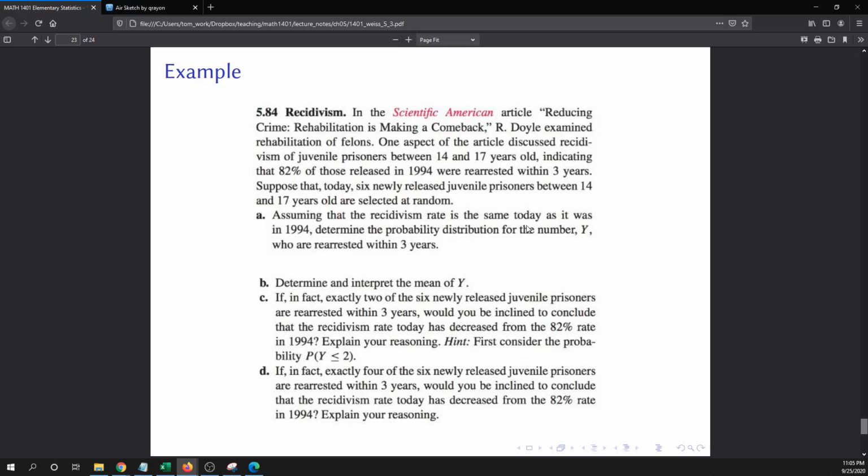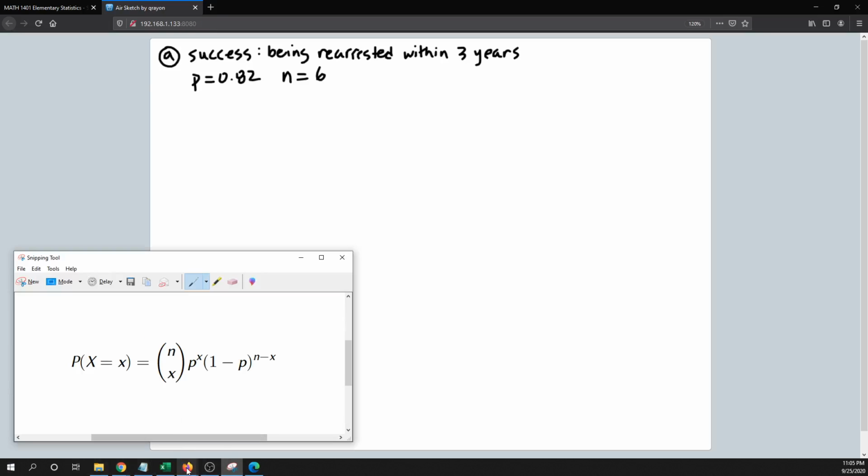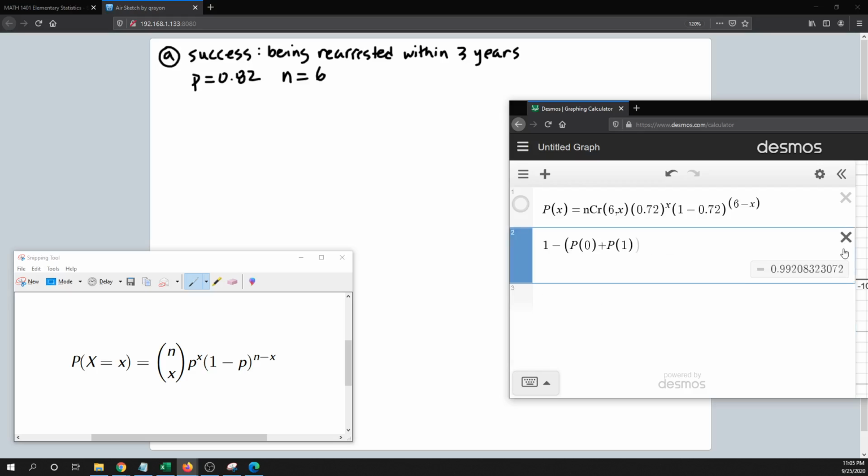Assuming the recidivism rate is the same today as it was in 1994, determine the probability distribution of the number Y who are arrested within 3 years. We know that it's a binomial random experiment. We know the formula, it would be this formula here. We can go ahead and type that in. I have the one from the previous example here. In this case, n is 6, so we still have that. The probability is 0.82, so I'll change that. So that is our formula for the probability distribution.